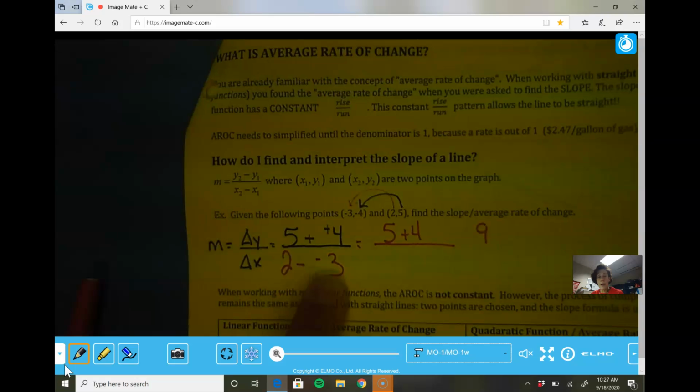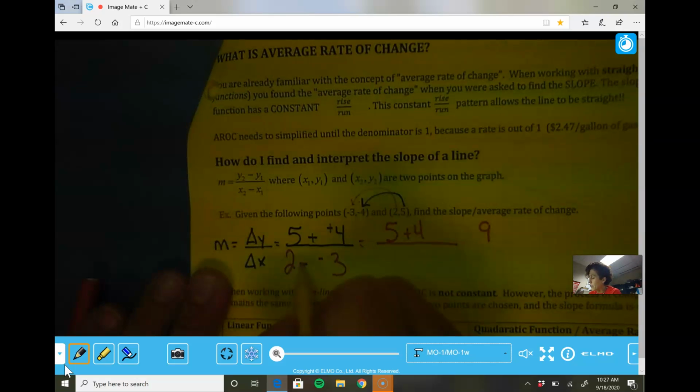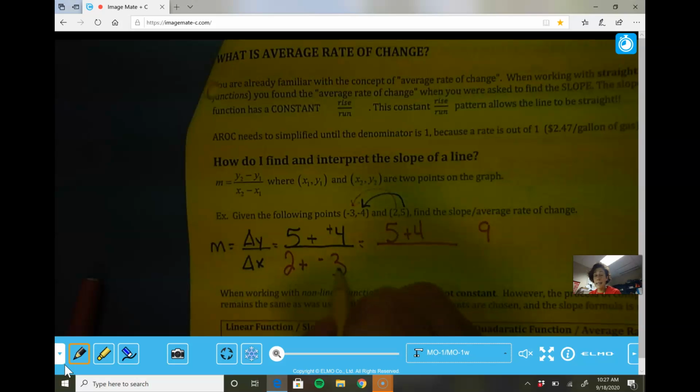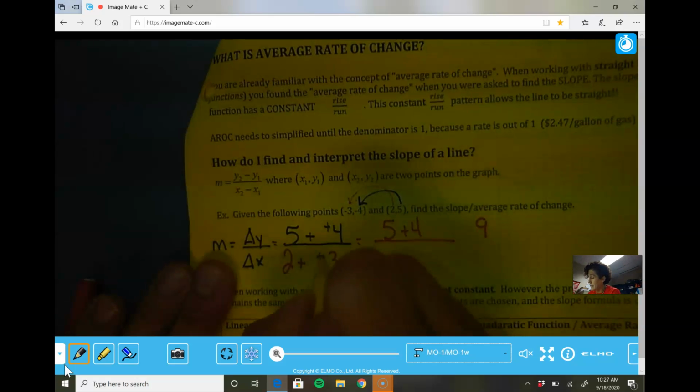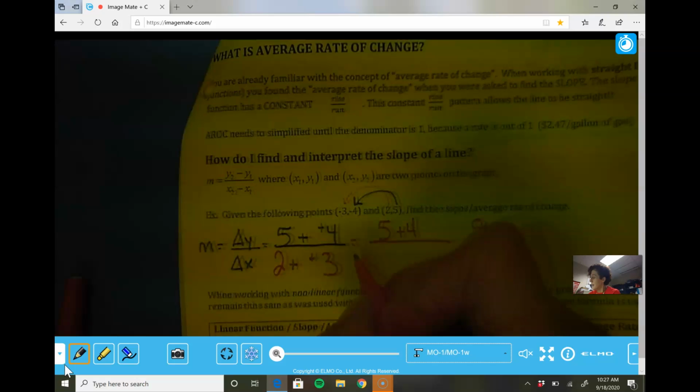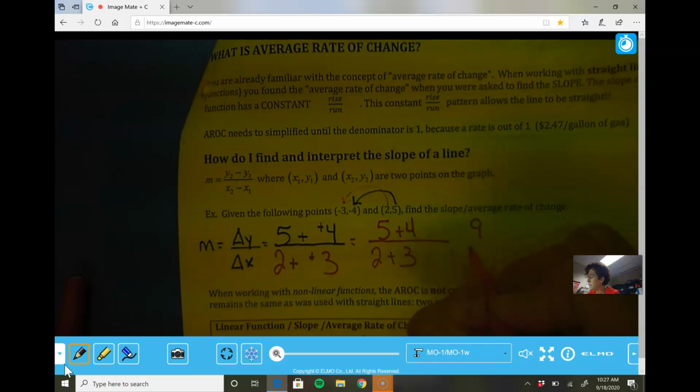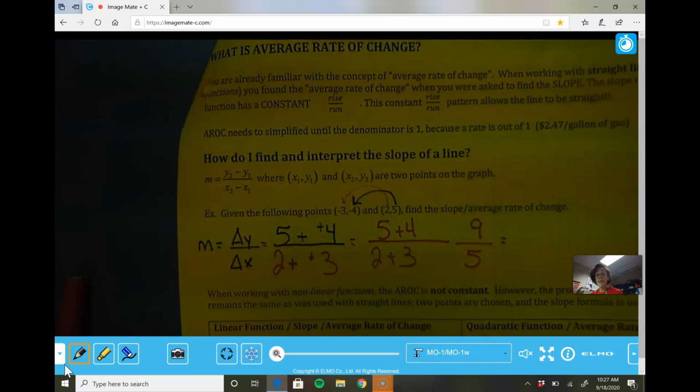And then when I subtract here, again, I don't like subtracting, so I'm going to turn it into addition. And then I move to the term behind it, and I take the opposite of -3, and that turns it into a +3. So this becomes 2 plus 3, and I get 5. So this is 9 over 5.